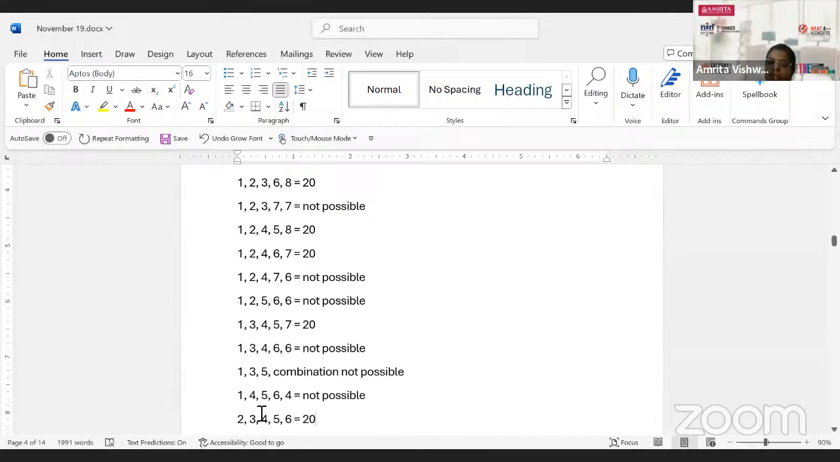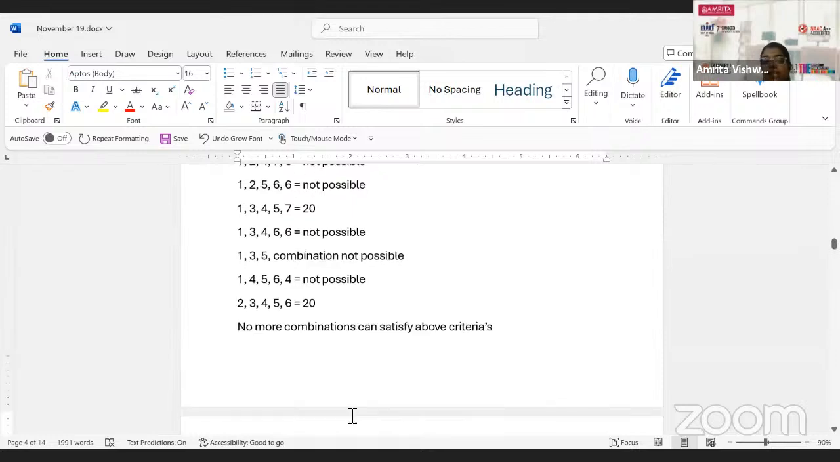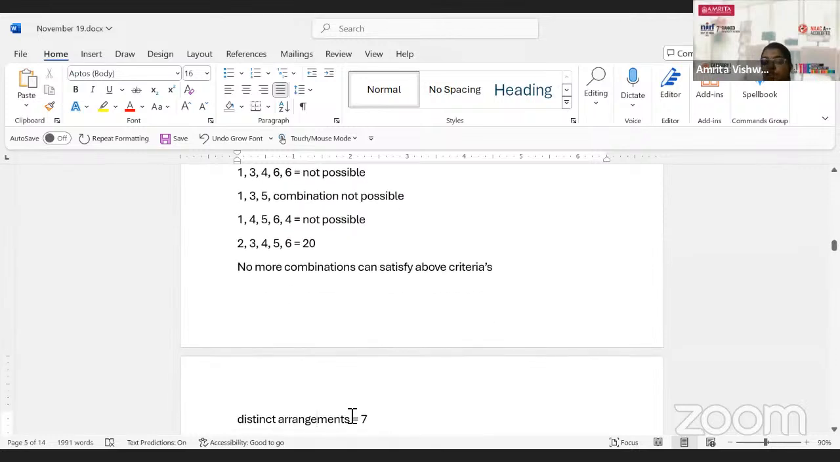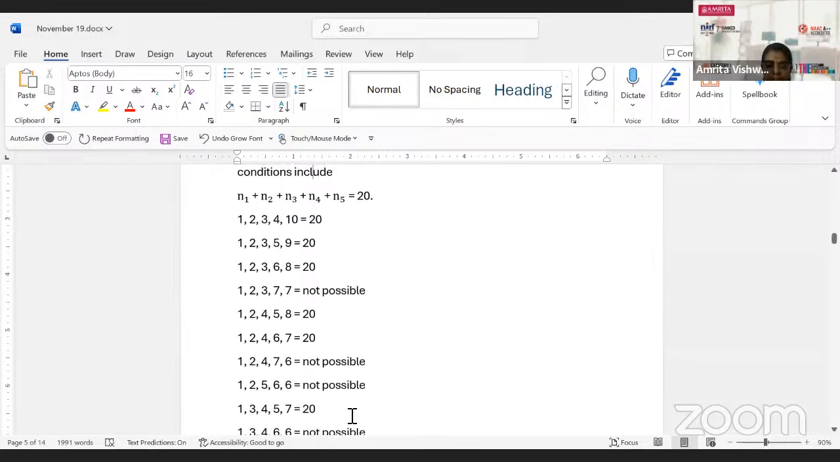You can just increment the 1 as 2 and see. So there is only one combination that is possible. That is 2, 3, 4, 5, and 6. That is 20. So no more combinations will be satisfying this criteria, and the number of arrangements, you can just take the total that was possible from your side, as it's a small question. And you got the number of distinct arrangements as 7.